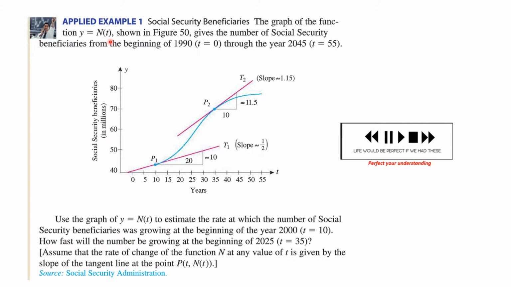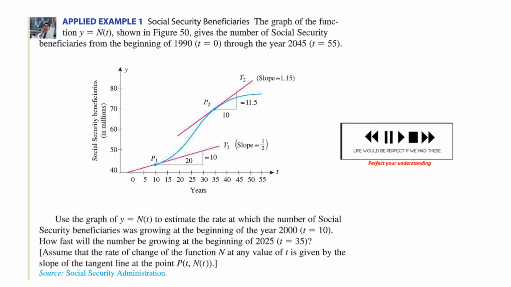So let's talk about an applied example, a word problem. This is talking about how the number of Social Security beneficiaries grows over the years, and you see that's the blue curve. But we're now going to talk about the rate of change. How fast are they changing at certain times? So we're going to estimate what is the slope at P1 and what is the slope at P2. So you have this information. You're supposed to find the answers for these two points, and be aware that this is in millions on that axis. You know what to do.